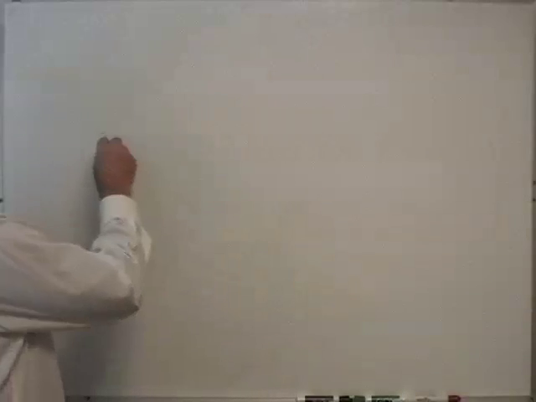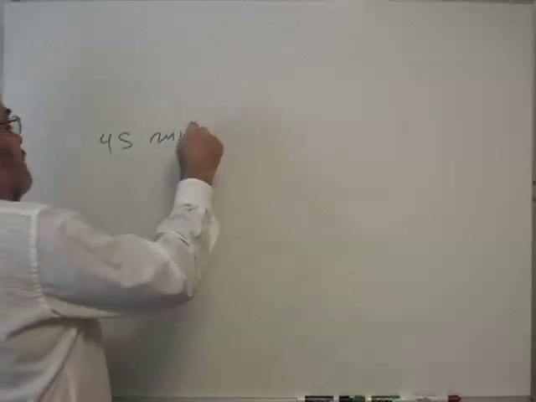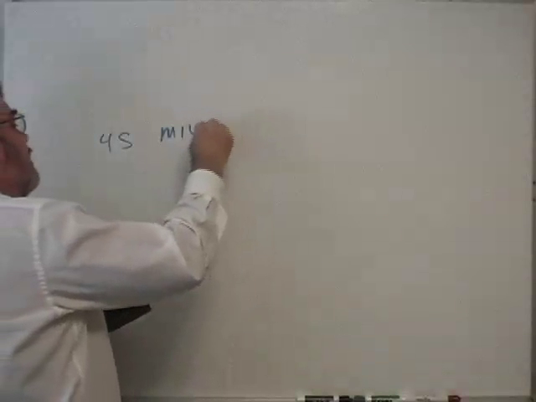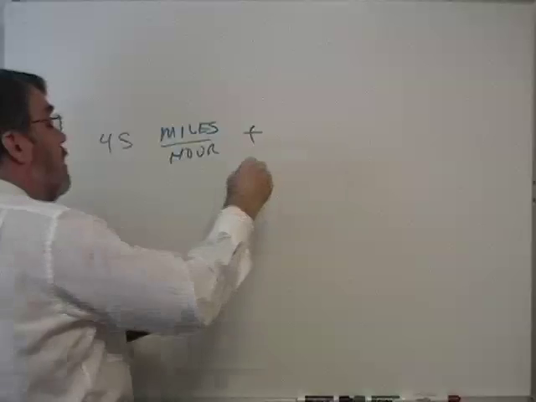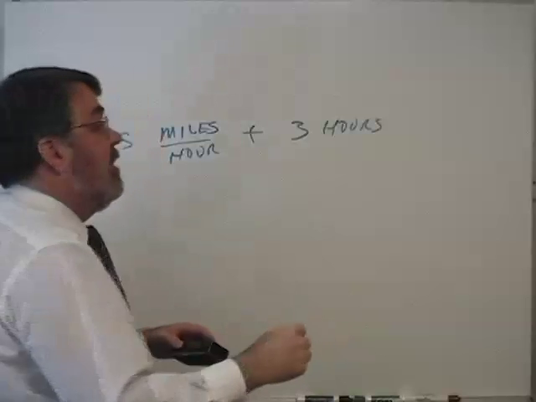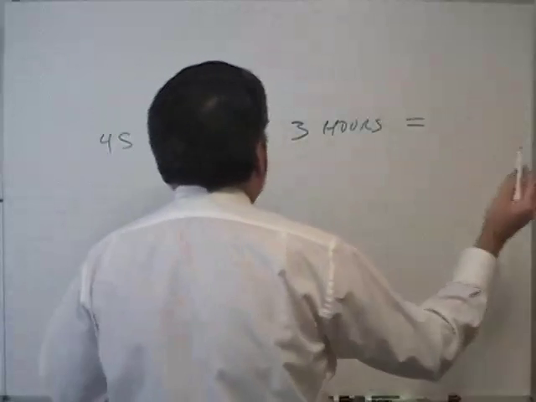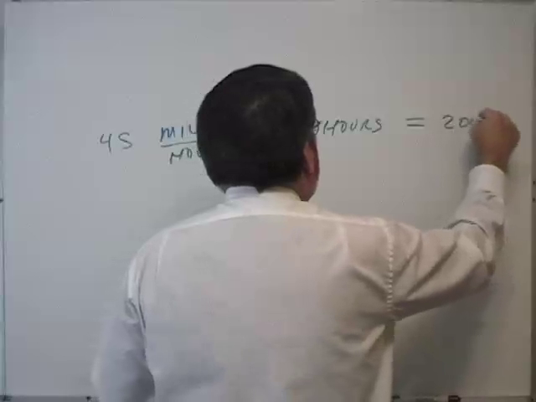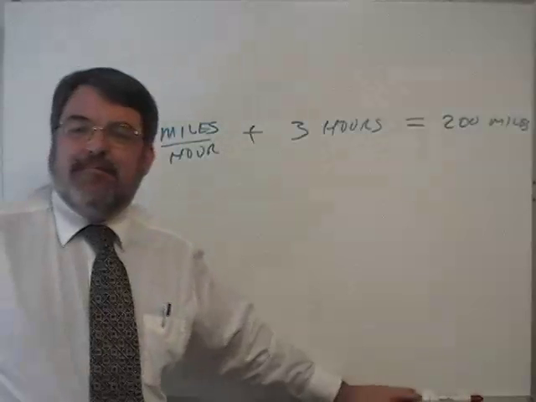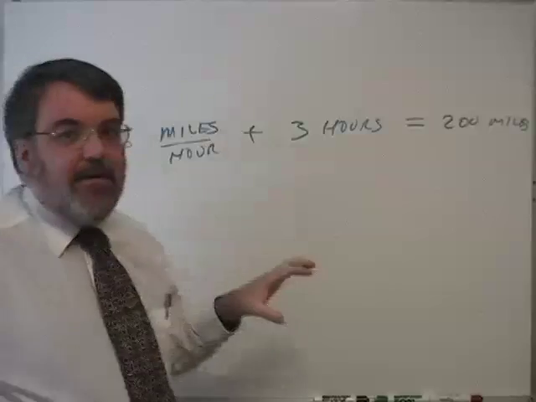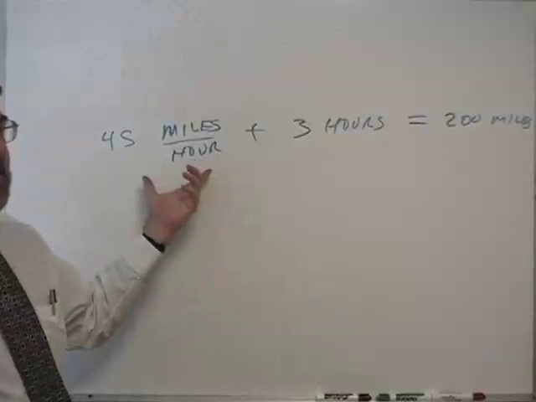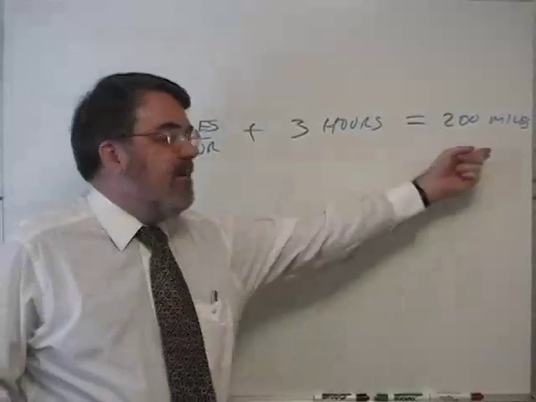Would you add 45 miles per hour plus 3 hours and get something, I don't know, 200 miles? Does that make any sense whatsoever? Of course not. Miles per hour, that's a rate of speed. Hours is a time measurement. And so how can you add a speed and a time and get a distance?